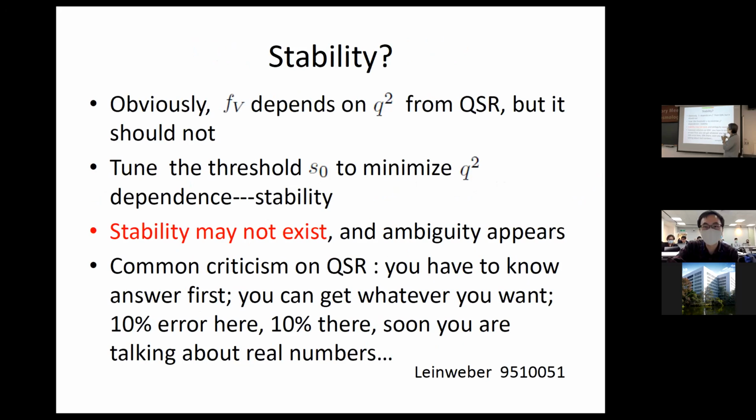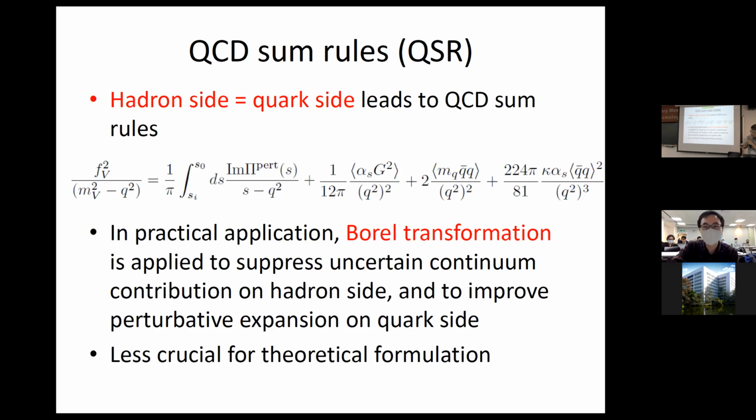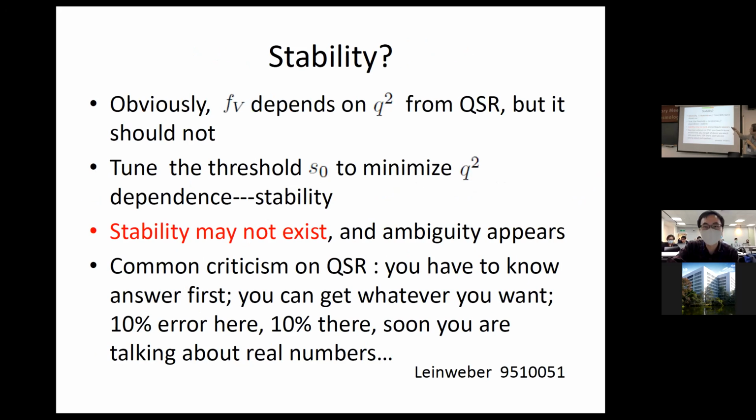Okay, so once you calculate the decay constant using the sum rule, you immediately see that it's very natural that the decay constant will depend on Q squared, right? Because you have Q squared dependence. Q squared is arbitrary. So then you know that the decay constant will depend on Q squared. We know that the decay constant should not depend on Q squared. So then people have to demand the stability of the solution.